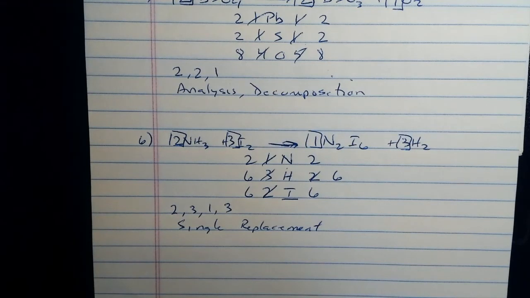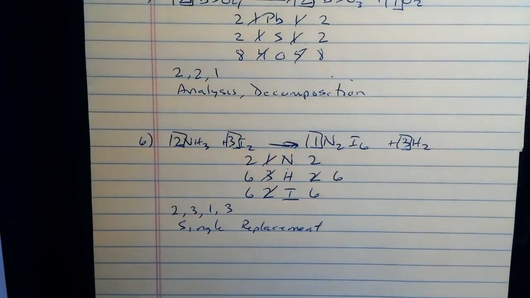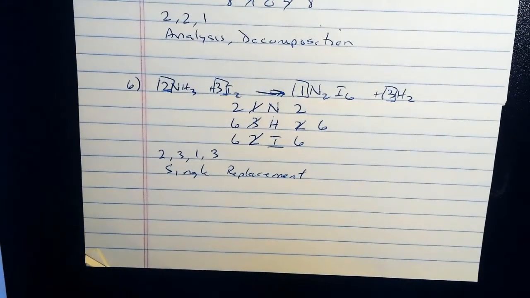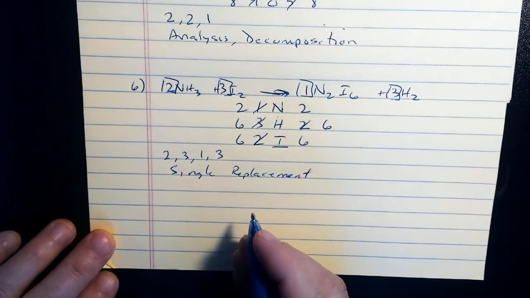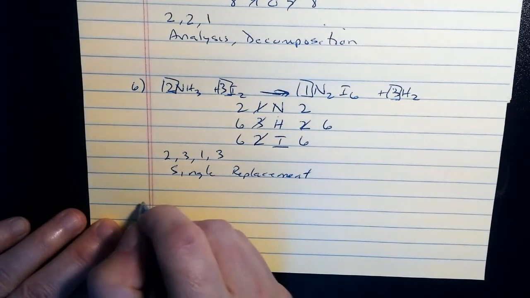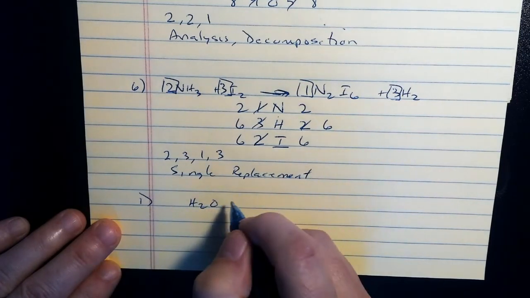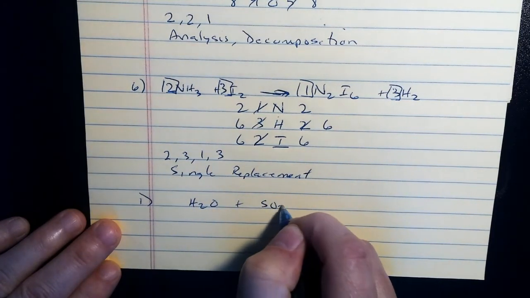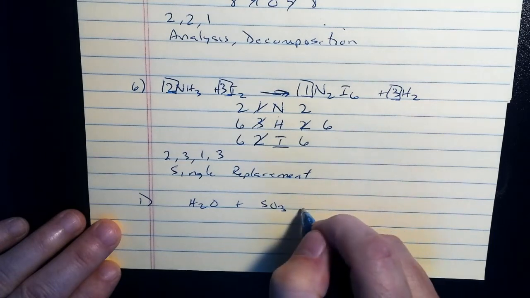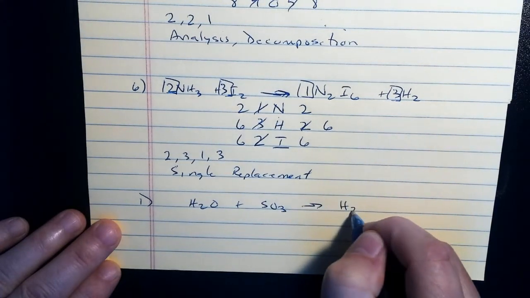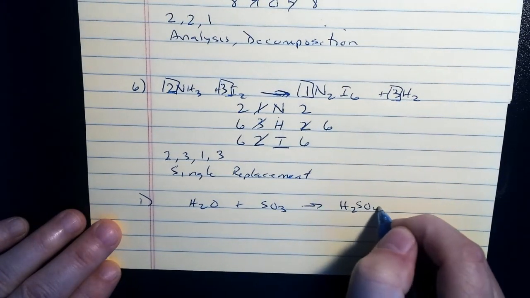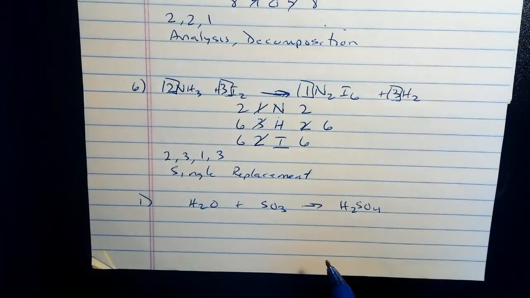Okay, very good. Let me give you guys a couple of reactions to work here, and you work them out. So the first one we have will be H2O reacts with SO3 to make sulfuric acid, H2SO4, when combined with water, hydrogen sulfate.